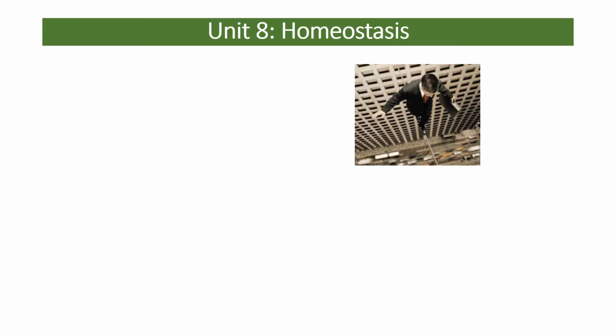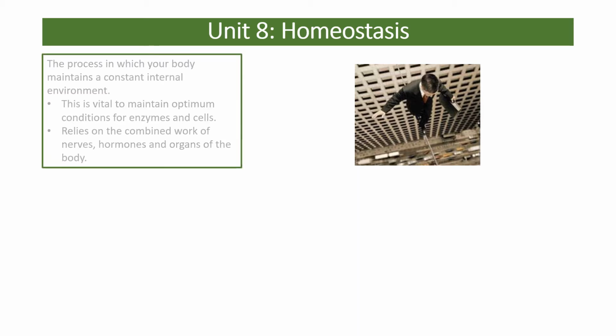So homeostasis is basically keeping your body in the very fine balance that keeps you alive and healthy, and it is a process in which your body maintains an internal constant environment. It's obviously important because things like enzymes need a set temperature, and all the cells in your body can only cope with certain set conditions. It relies on nerves, hormones, and the other organs in your body working together.